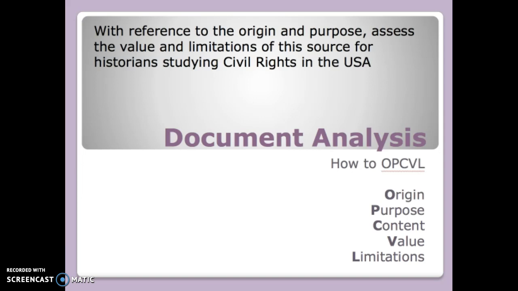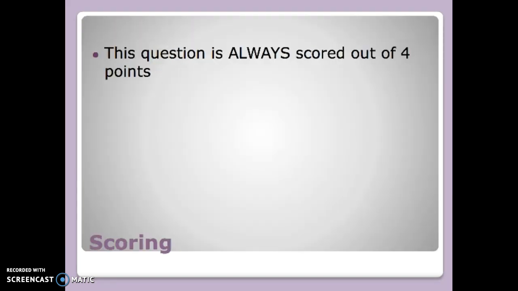It's always worth 4 points on the IB paper, so that should give you an idea of how much you should be writing. In the exam you want to spend no more than 15 minutes, you should really be aiming for about 12 on the question, and you're probably looking to write about 6 or 8 sentences, but certainly it's going to be a time-limited issue.